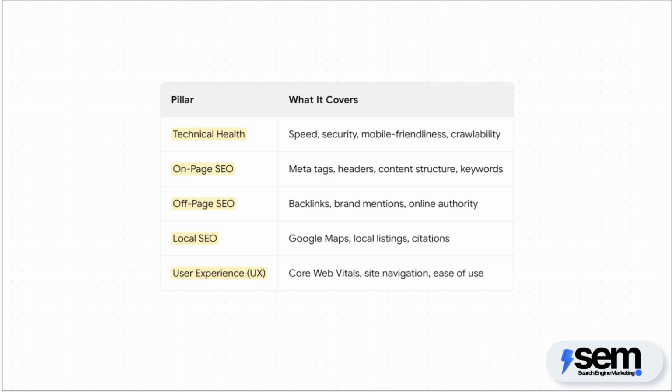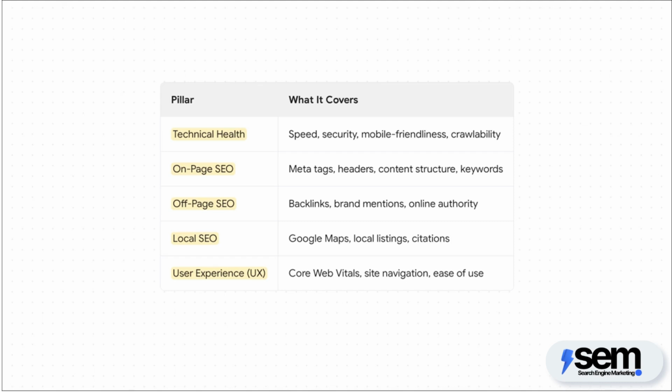This is all about your content. Are you using the right words, the right headers, the right tags so people can find you? Third, off-page SEO. This is your reputation online. Are other trustworthy websites linking to you, basically vouching for you? Then there's local SEO. If you're a local business, this is a huge one. Are you showing up on Google Maps?